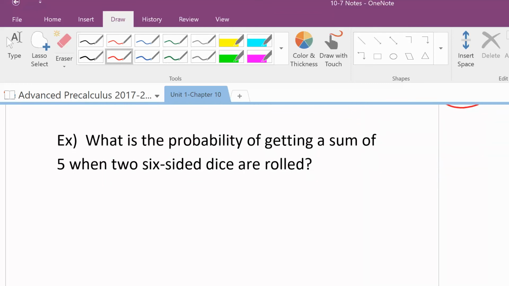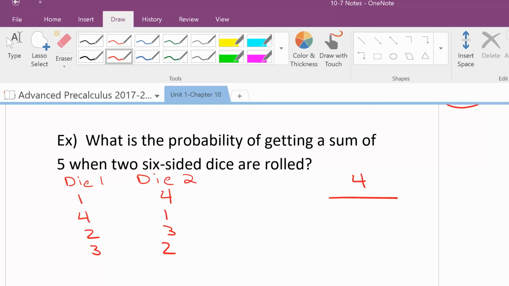What is the probability of getting a sum of 5 when you roll 2 six-sided dice? Well, remember, there are 2 dice rolled. So die number 1, die number 2. To get that, you could roll a 1 and a 4, or you could roll a 4 and a 1. Those are 2 different things. You could roll a 2 and a 3, or a 3 and a 2. There are 4 different ways to get a sum of 5.